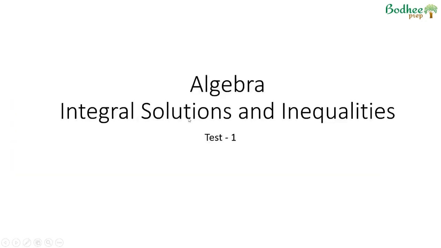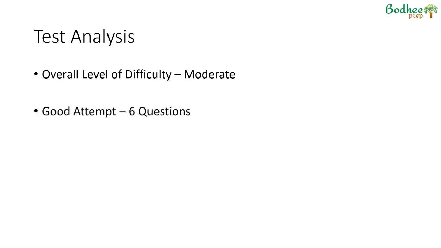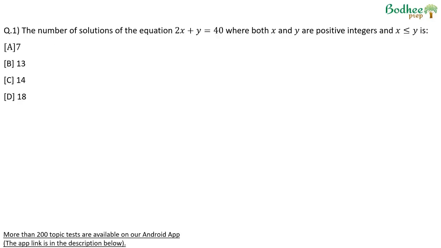This video is about the topic integral solutions and inequalities. This is the first test in the topic, and in terms of level of difficulty, it was probably moderate to difficult, where you would expect around 6 odd questions to get you a 95 plus percentile for sure. The attempt time for these questions would be about 22 minutes, that is going through all the questions and getting 5 to 6 questions correct.